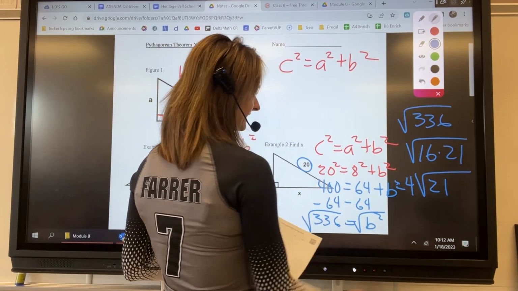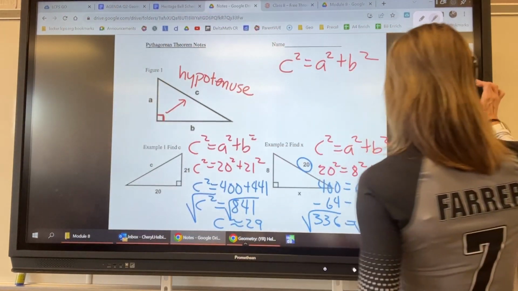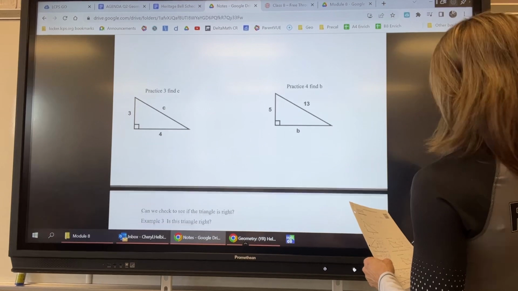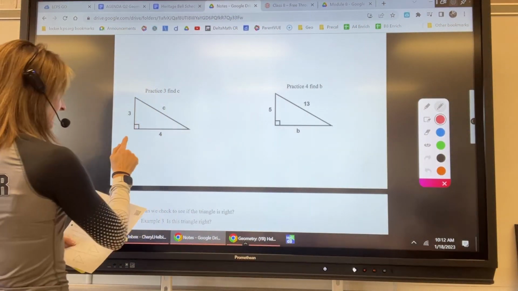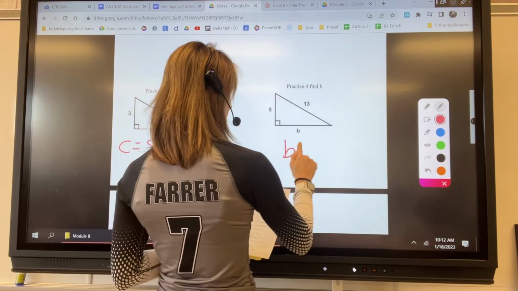So that's the length of the side, 4 times root 21. For the next two problems, they are practice. I'd like to see if you can do those on your own. If you did them right, you would get C is 5, and you would get B here is 12.